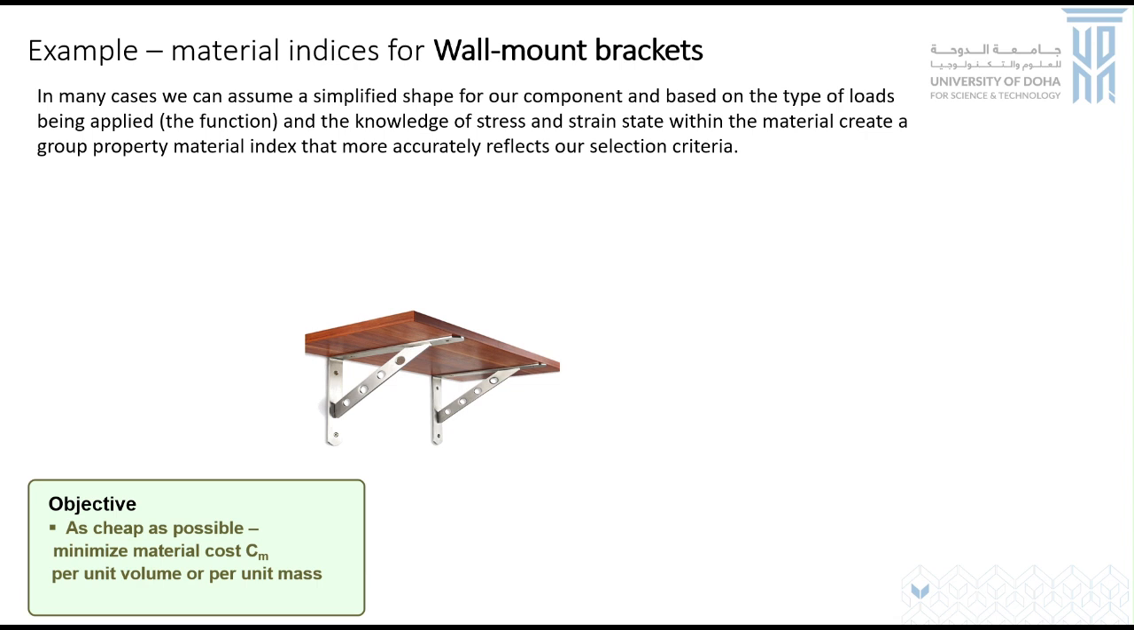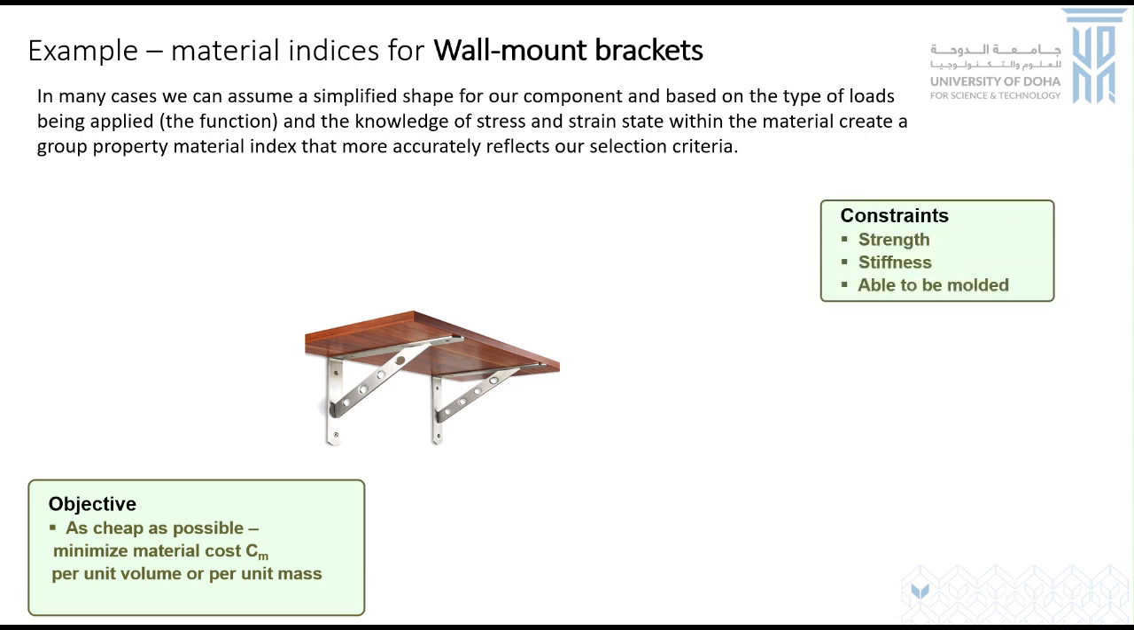per unit volume or per unit mass. Now, the constraints for this kind of design will be on quantities such as strength. So maybe you are designing this shelf for a 100 kilogram load or 200 kilogram load. That will depend on where you want to use this shelf. Then you have the constraint based on the stiffness, meaning how much it needs to deflect down.